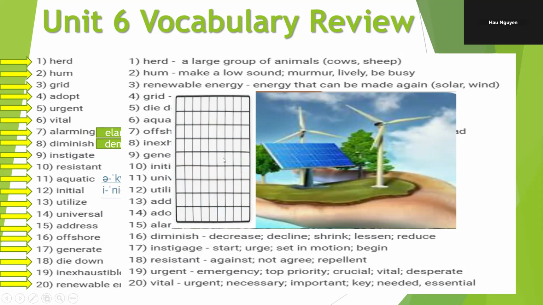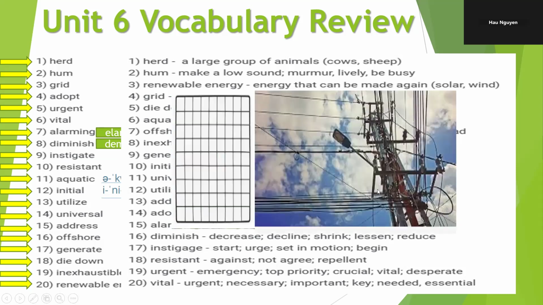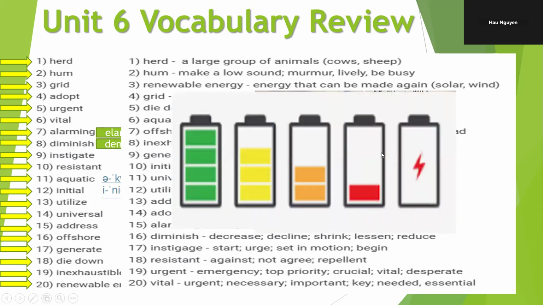This is a grid that students can use to make graphs. So the solar panel here is in a way of a grid. And as you can see here, these are the grids representing the different power lines that connect together to send energy and messages and other things to homes and businesses. This is another meaning for grid, a system of wires. So you can see here, this battery is going to die down. This is dead. Die down means about to be completely out of energy.